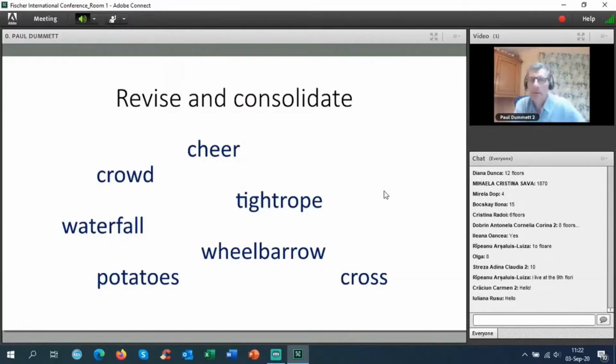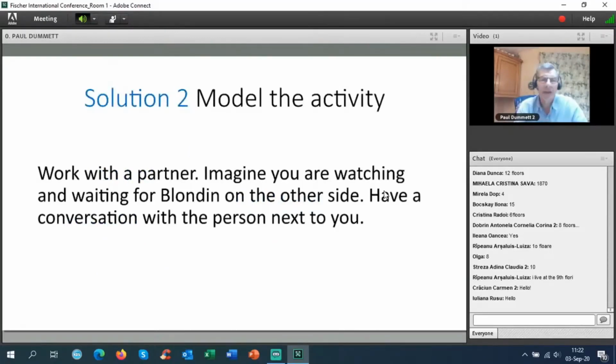And my next point was about modelling activity. So this is the activity. Imagine you're watching and waiting for Blondin on the other side of the falls. Have a conversation with the person next to you. Okay, so now, rather than just putting them in pairs and breakout rooms to do that straight away, it's very important to model these activities. So we'll start off and do it.